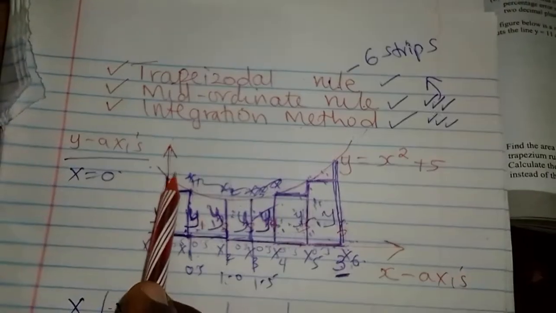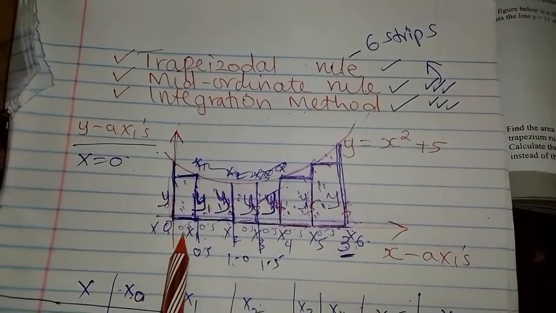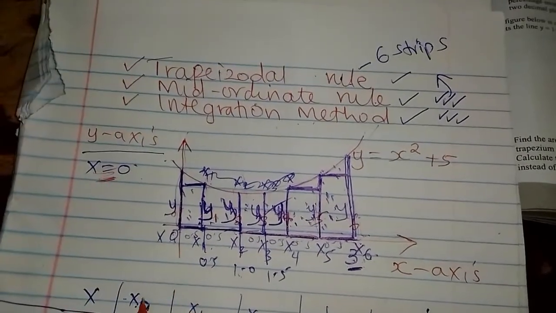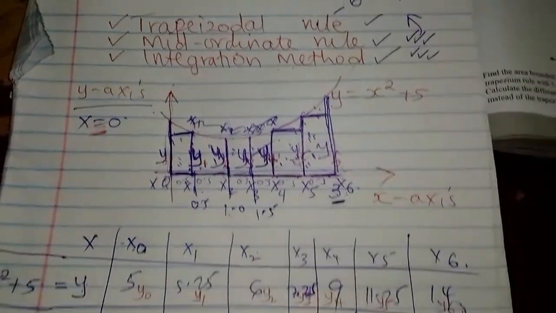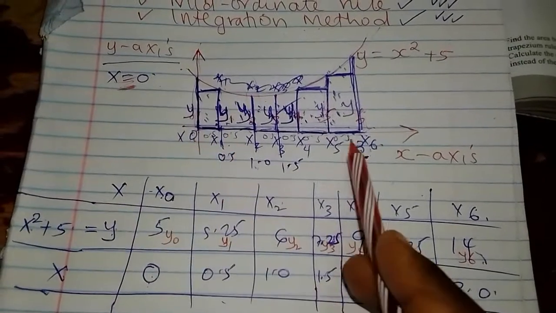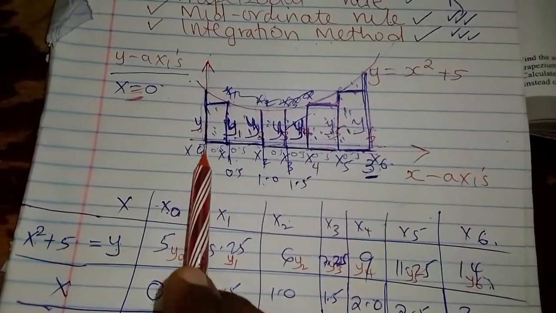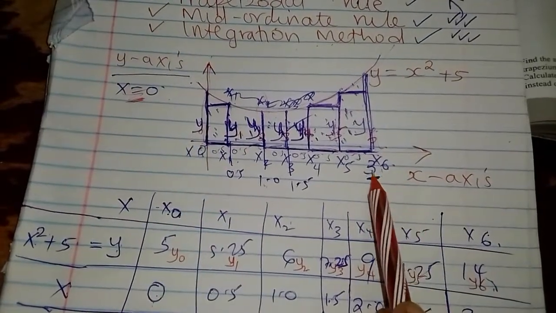Now, because we are actually beginning from the y-axis, which is x is equals to 0, then that means our first value of x will be 0. So we begin from x0, x1 up to x6. Those become 7 values of x. I've told you the first value of x is 0, the last value of x is 3.